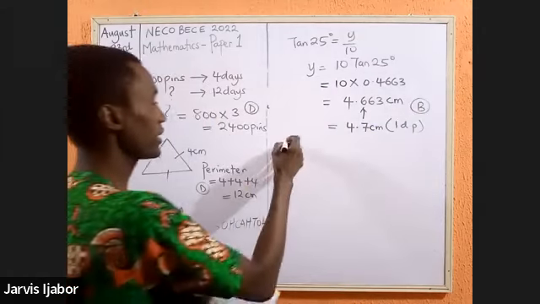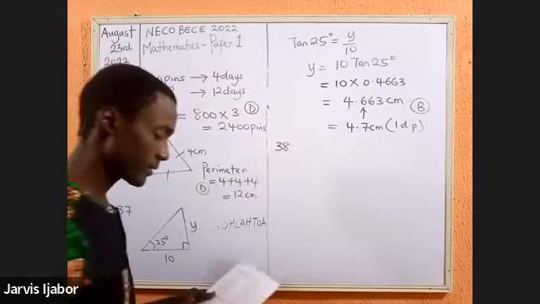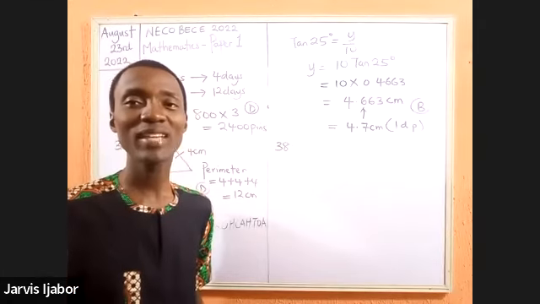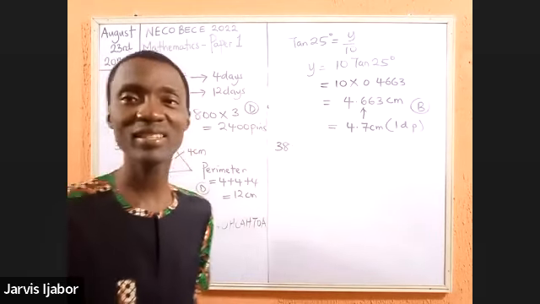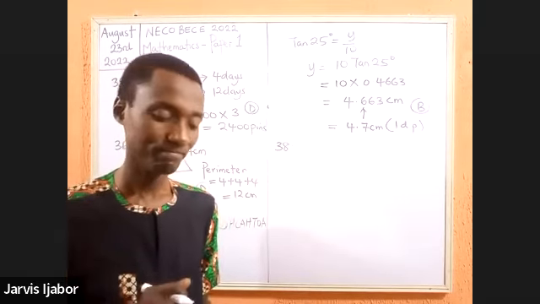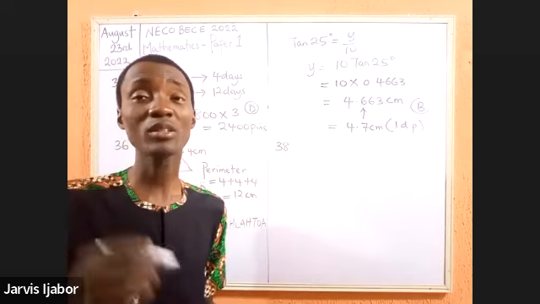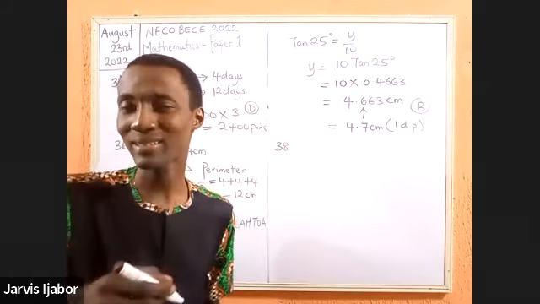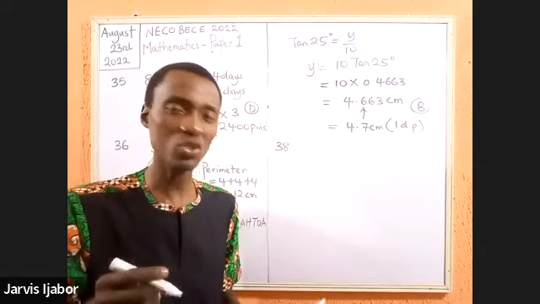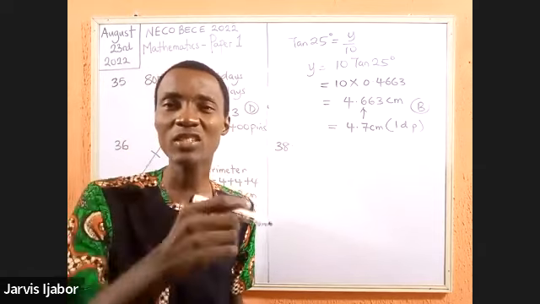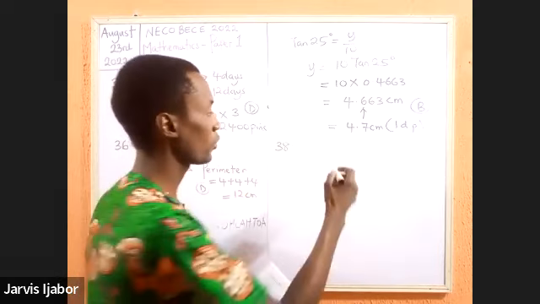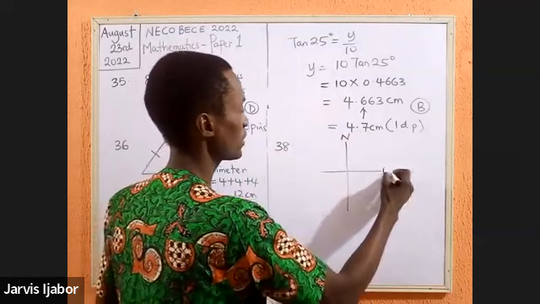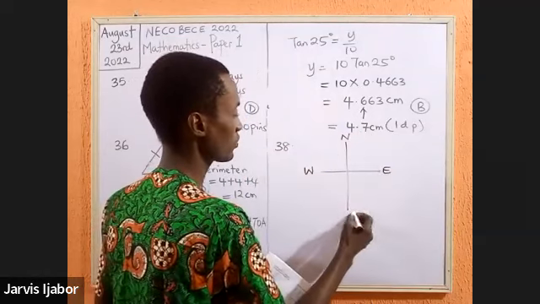So let's go to 38. In question 38, it says find the compass bearing. We said that compass bearing is the same thing as what? There's what they call 3-figure bearing. There's what we call compass bearing. Now, when we talk about compass, the word compass means that I want to see my answer in terms of east, west, north, south. So we draw this out. This will be north, this will be east, this will be west, and this will be south.